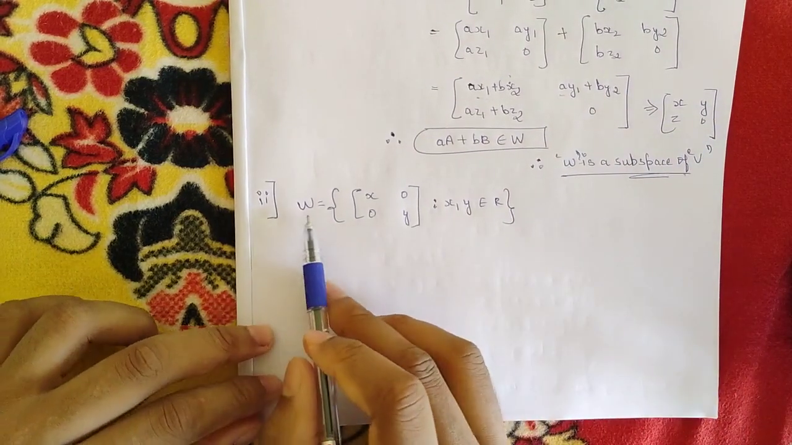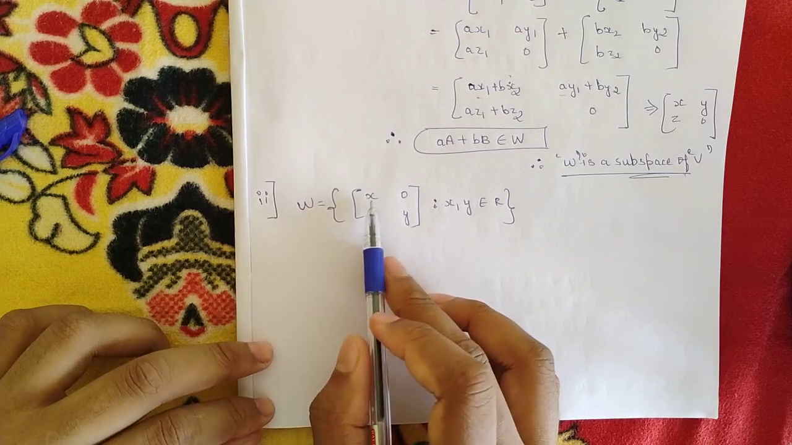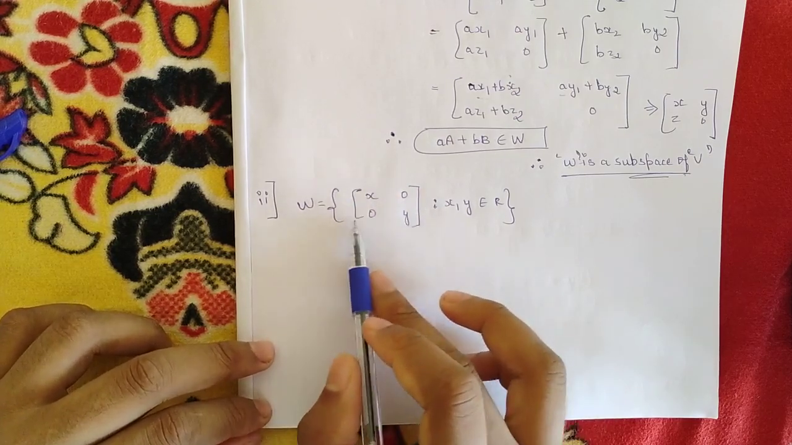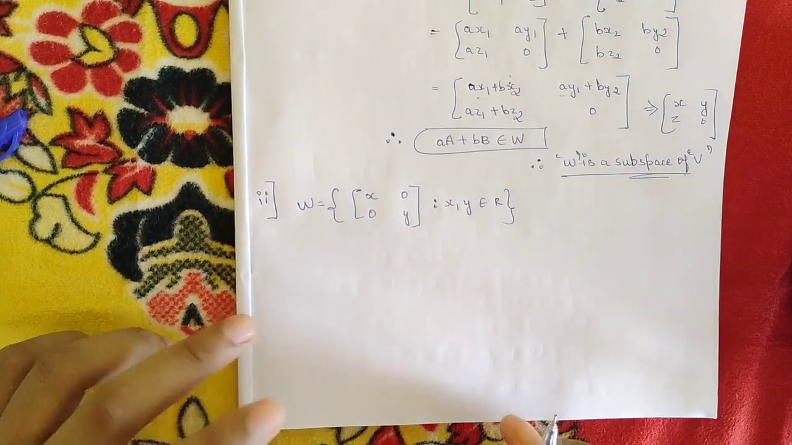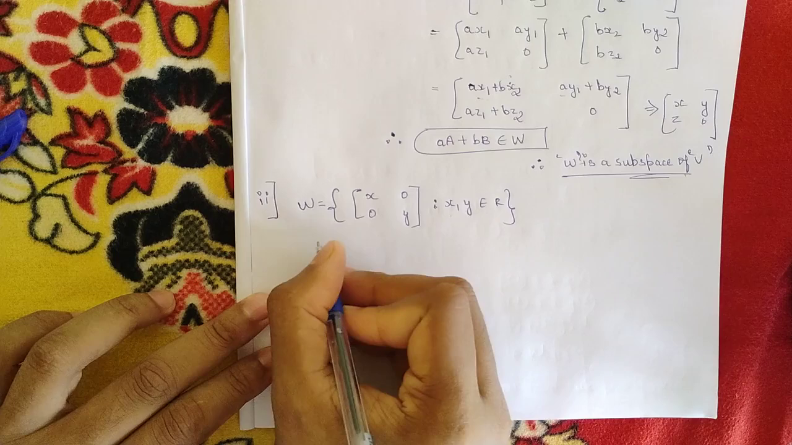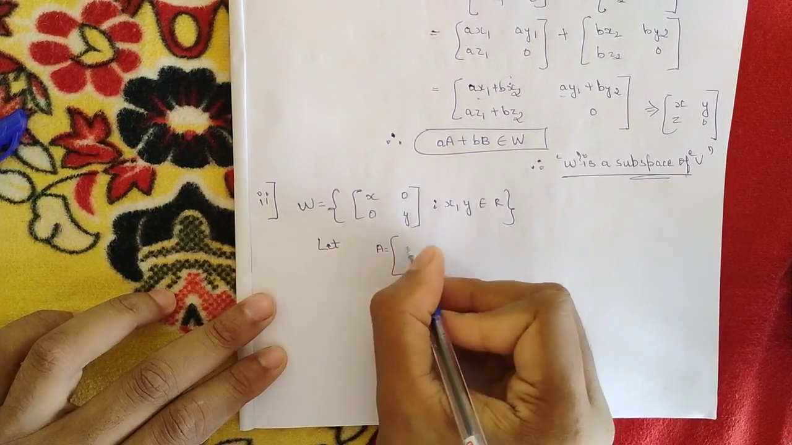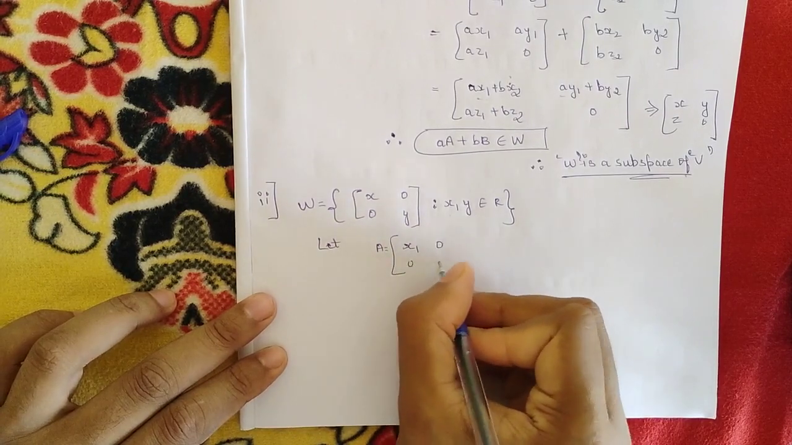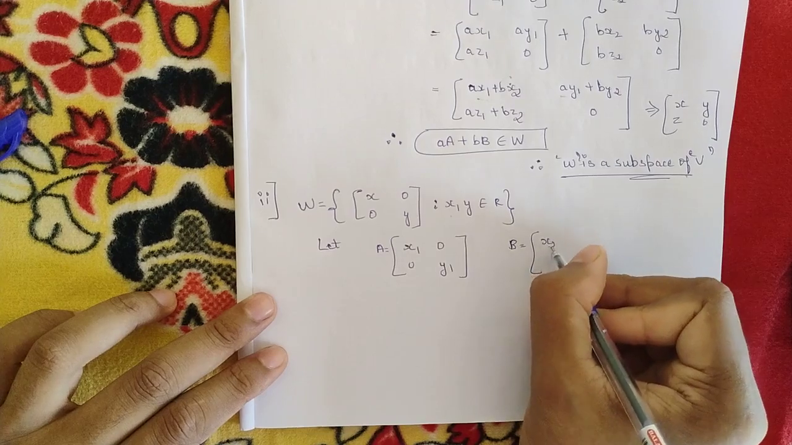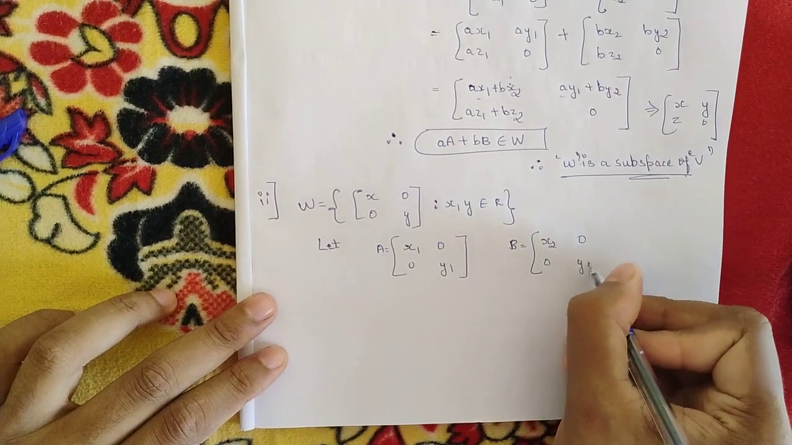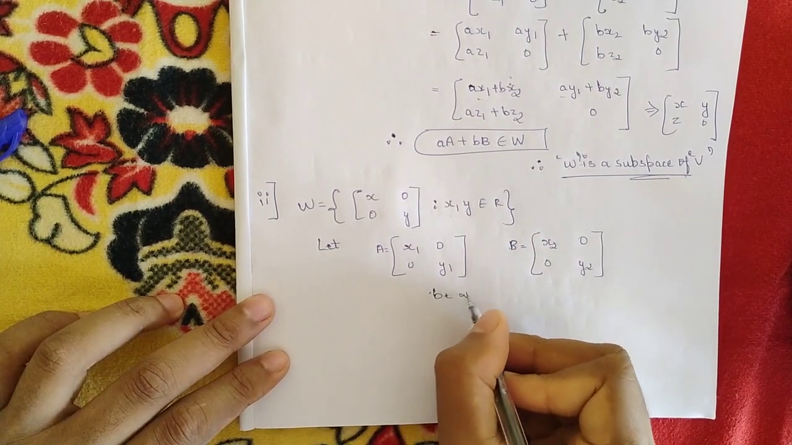So this is the second sub question. W is given as the set of matrices, where the matrix is a 2 cross 2 matrix, x 0, 0 y, where x, y belong to R. Again, in a similar way we should solve it. Let A be equal to x1 0 0 y1 and B be equal to x2 0 0 y2. These two are any two elements of W.